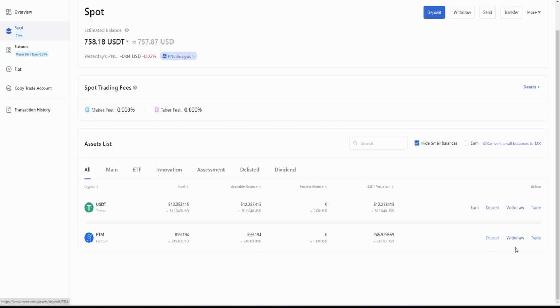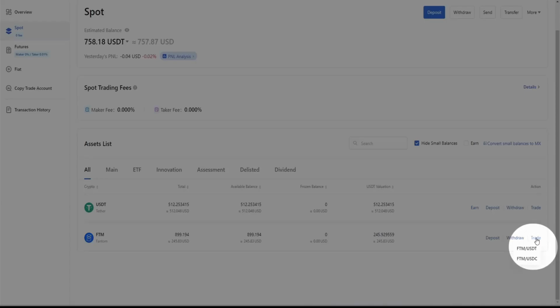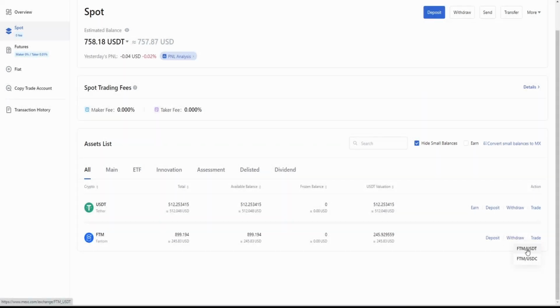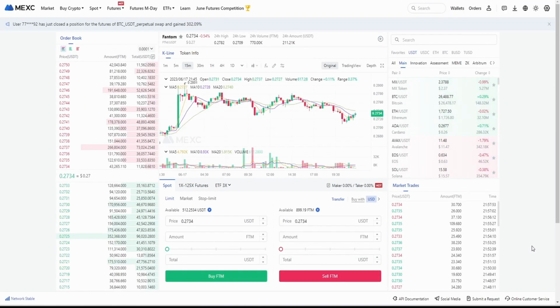So we're going to go to the crypto here in this section. We're going to go where it says trade, hover over it, hit FTM and USDT because that's the trading pair we're trading with. We're going to get rid of our Phantom and we're going to get USDT in exchange. So this is the trading panel. Now I'll cover this in more detail in just a moment. For now, what we want to simply do is learn how to swap Phantom for USDT. So because I have Phantom, I want to sell my Phantom in order to exchange for USDT.